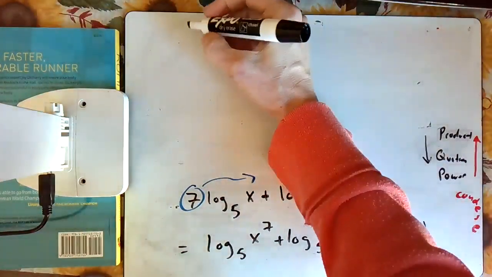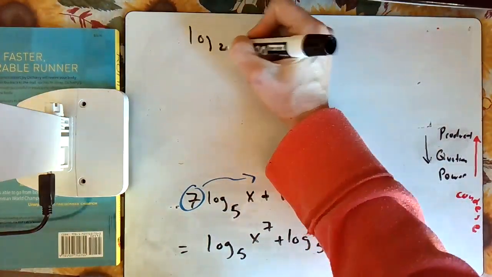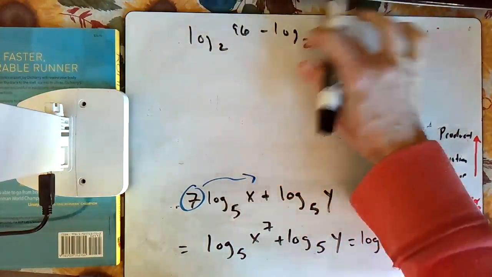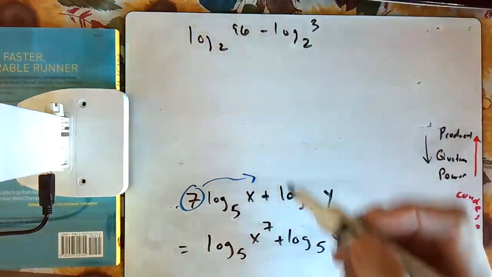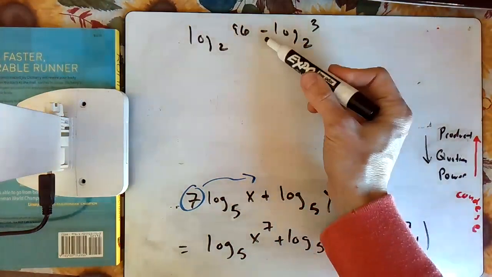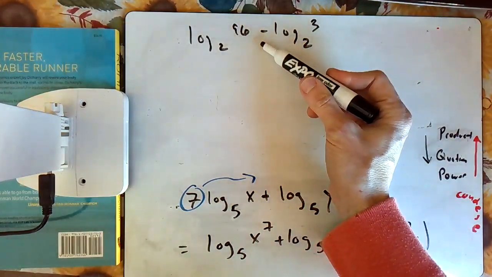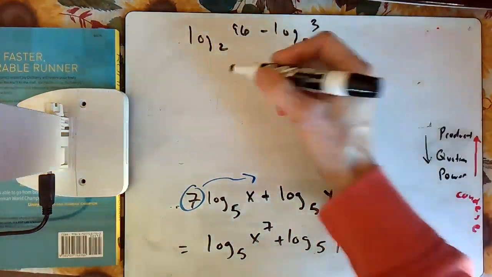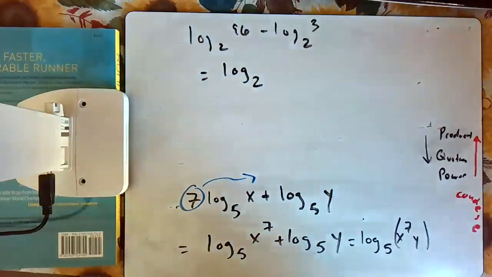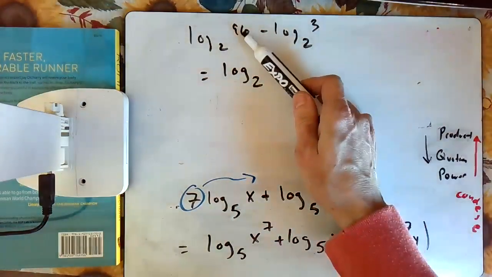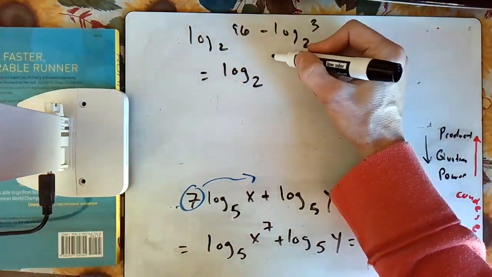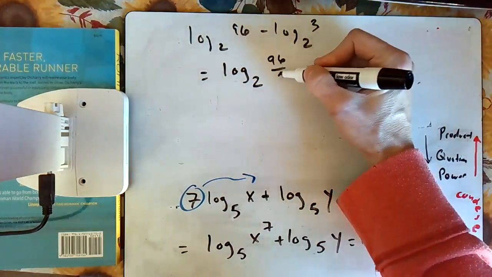All right, what if I have log base 2 of 96 minus log base 2 of 3? Now, what does subtraction correspond to? That was the quotient rule, right? So if we condense this, this is log base 2 of, remember order matters, right? It was always log of the top minus log of the bottom. So we're going to have 96 divided by 3.